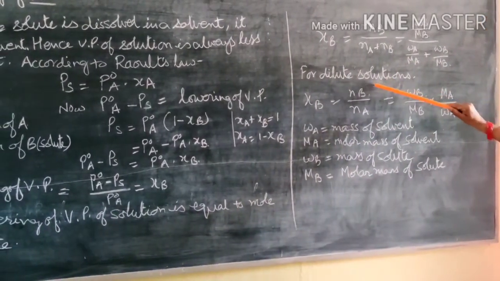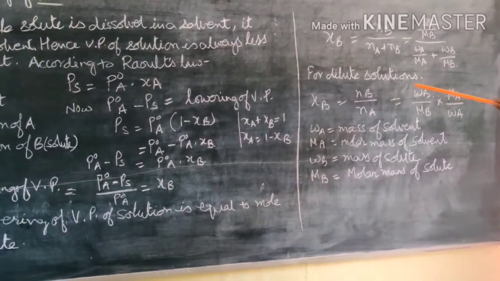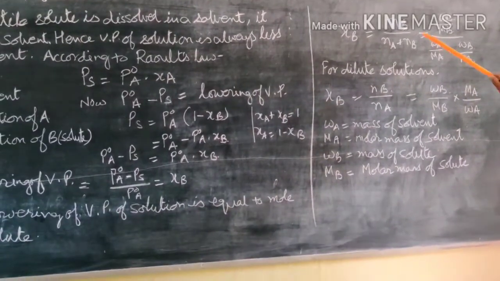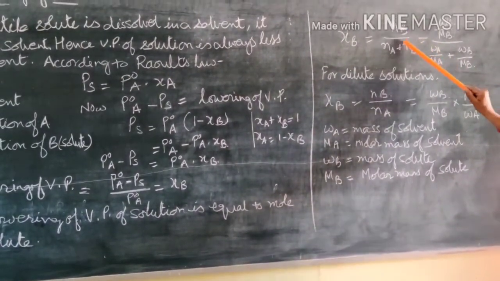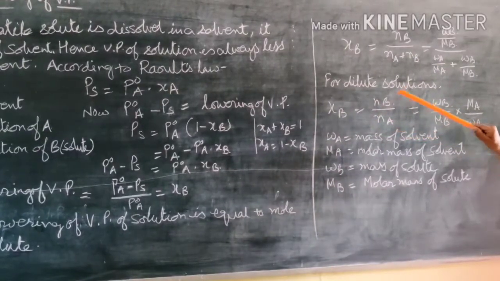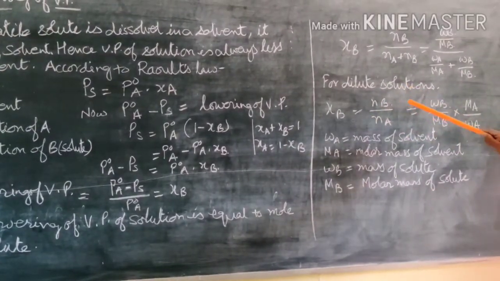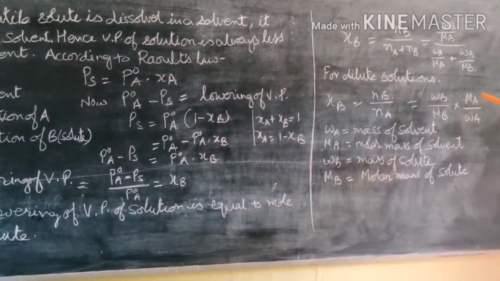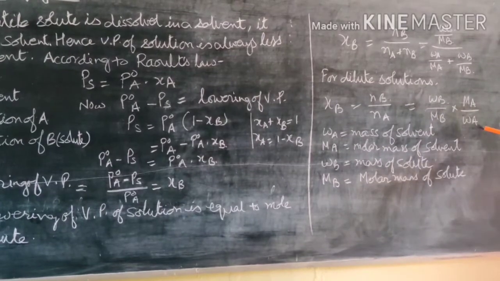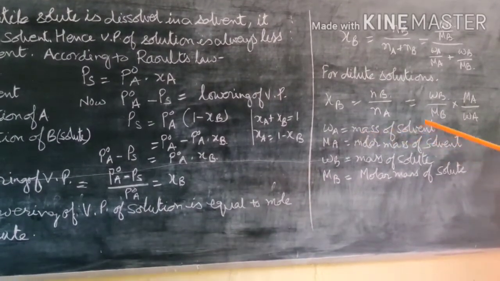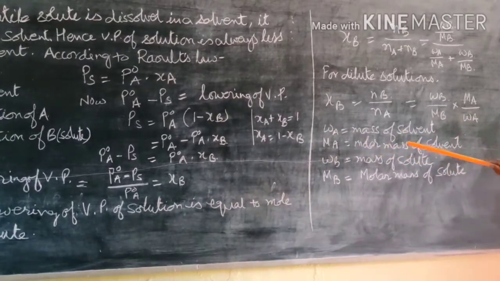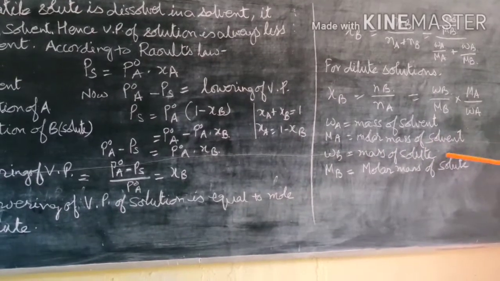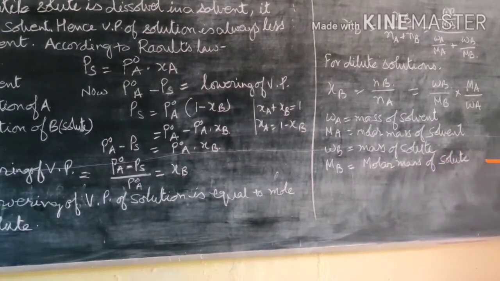Now for dilute solution, and in your course also, we take only dilute solutions. In the case of a dilute solution, nB will be very small compared to nA, so nA plus nB is nearly equal to nA, and that's why we can write Xb is equal to nB upon nA. This is equal to WB upon MB into MA upon WA. Here WA is the mass of the solvent, MA is the molar mass of the solvent, WB is the mass of the solute, and MB is the molar mass of the solute.